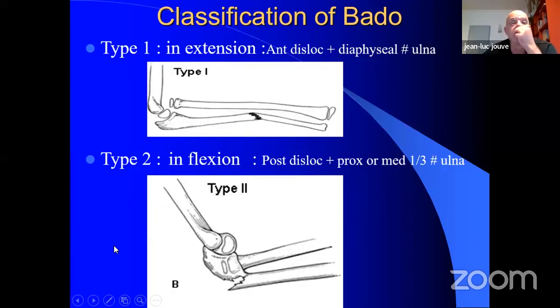There are several types. Type 1 is the classic historic type with a fracture of the ulna and the anterior dislocation of the radius. And it is in this case that on the X-ray, the axis line of the radius is very interesting, because you see that the epiphysis of the radius doesn't cut the capitellum. Type 2 is when there is a flexion, and in such cases, the radial head is dislocated posteriorly. And most of the time, it's the proximal or medial third of the ulna which is disrupted.